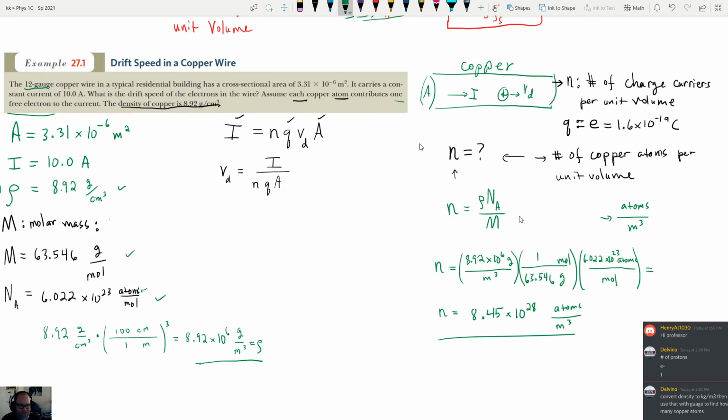Okay, so you can see that this is the same as this, right? Because we have density multiplied by Avogadro's number, and then we're dividing by the molar mass. So all of that works too. Now I think we're good to go to solve for the drift velocity. So the drift velocity is going to be equal to the electric current, which is 10 amps. We need to divide by this number.